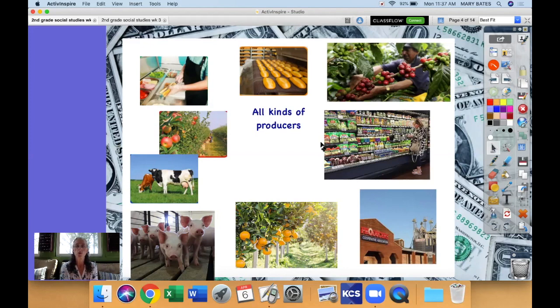Here's a picture of a grocery store where you can see that there are all sorts of goods to be sold. Here's another picture of a produce store. Here's a picture of an orange grove where the oranges are grown to be sold as fruit and made into orange juice. Here we have a picture of pigs on a pig farm and cows on a cattle farm. They might be dairy cows or beef cows. This is where we get our milk and a lot of our meats. And our last picture is of an apple orchard where apples are grown to be made into juice or applesauce or just sold as apples.